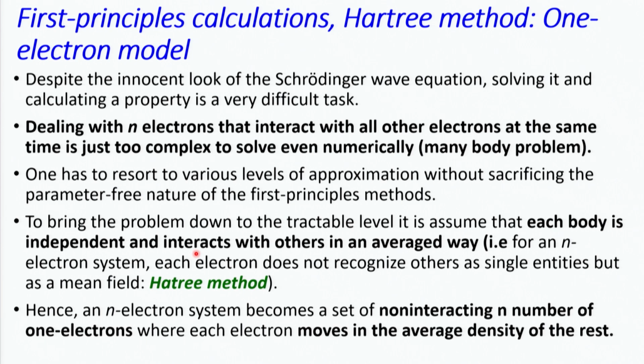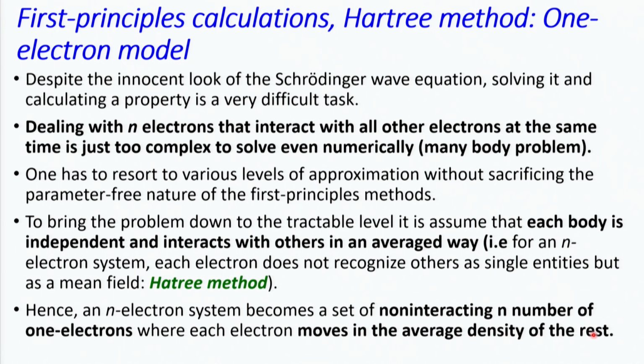Okay. So essentially, each body is independent and interacts with others in an average way. That is, for an n electron system, each electron does not recognize the others as single entities, but as a mean field, which is the Hartree method. Hence, the n electron system becomes a set of n non-interacting one-electron systems, where each electron moves in the average density of the rest.